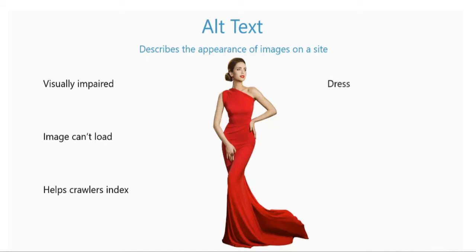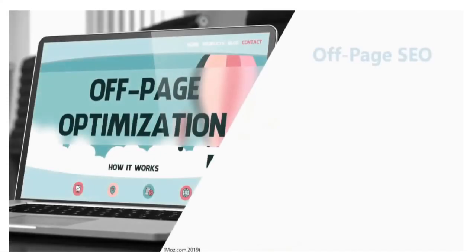A bad example of an alt tag, this beautiful lady here, would be to describe it as a dress. A good example would be beautiful woman wearing a red dress. I don't know why I keep talking about dresses. I will try and mix it up a bit. Sorry, guys.